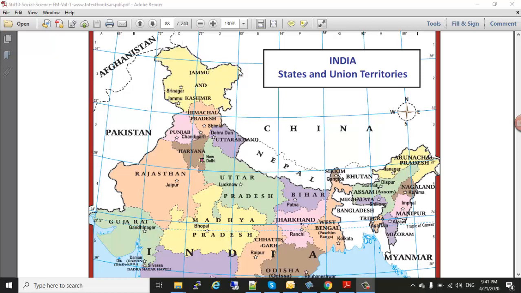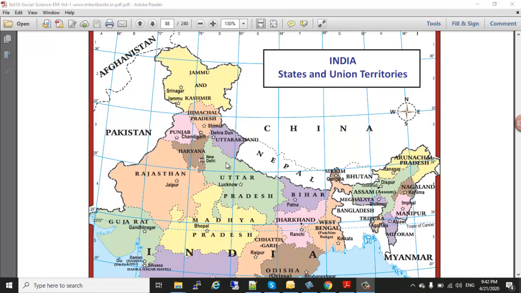This head portion, you can see, is Jammu and Kashmir, and next down to that you have Himachal Pradesh. Towards the Himachal Pradesh side you can see China here, and down to Himachal Pradesh, Punjab is there, and next down to Punjab you have Haryana.